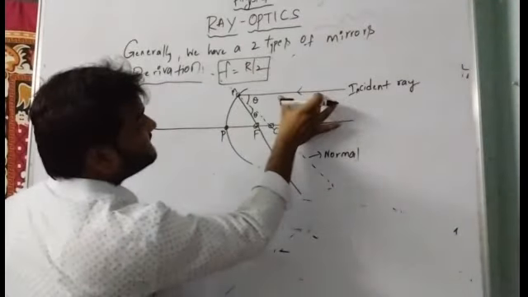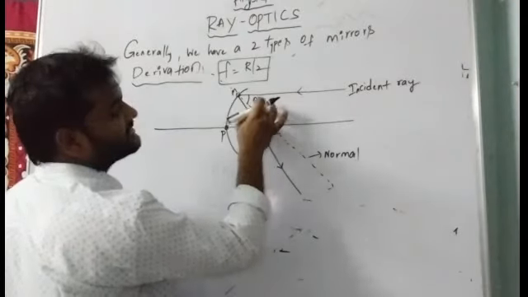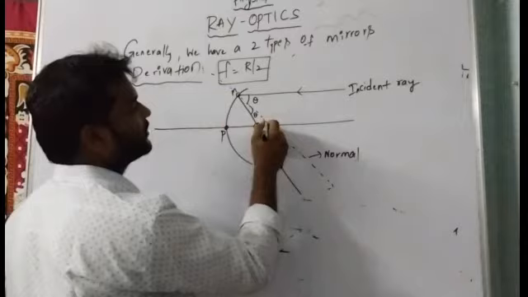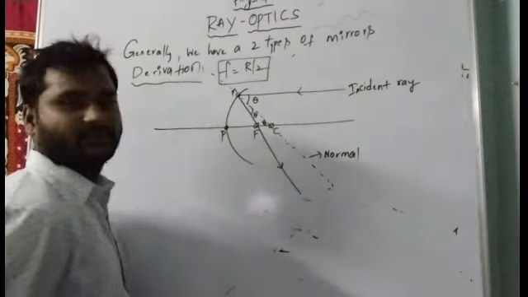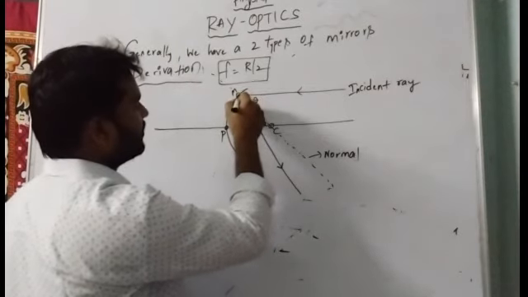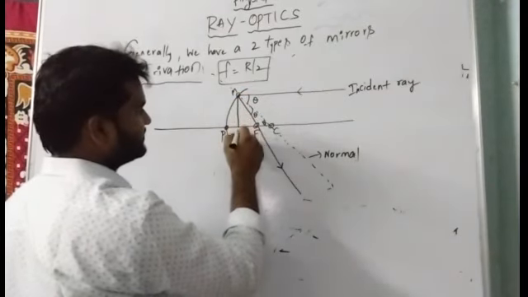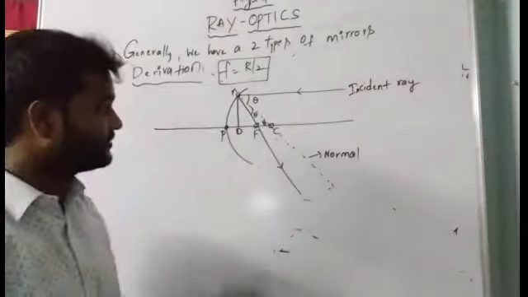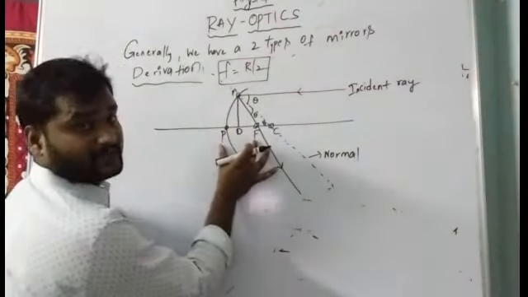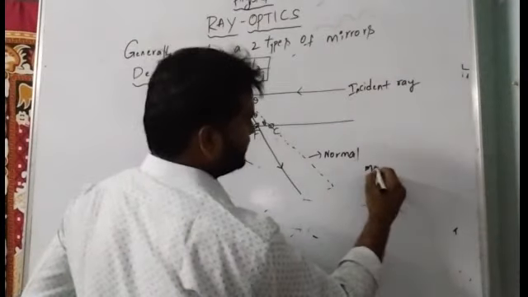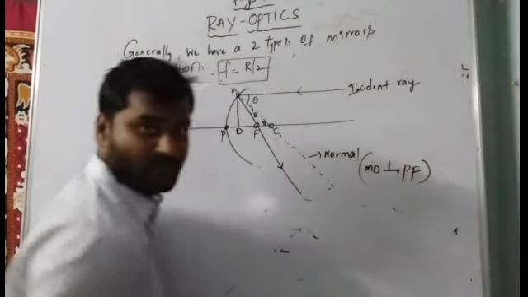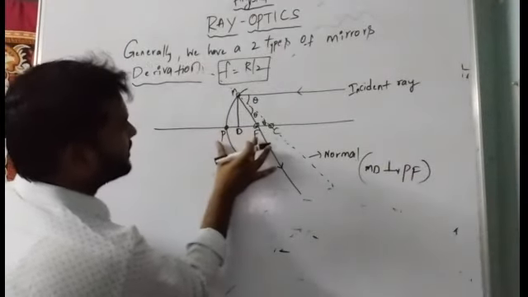Now the incident ray makes theta with the normal. The same principal axis also makes an angle theta with the normal. This is also theta. Okay. See here, for my convenience, I am going to draw one line perpendicular to P. This is D. This is the line. This is the point D. And MD is perpendicular to PF. So we can take MD perpendicular to PF. Okay, MD perpendicular to PF.